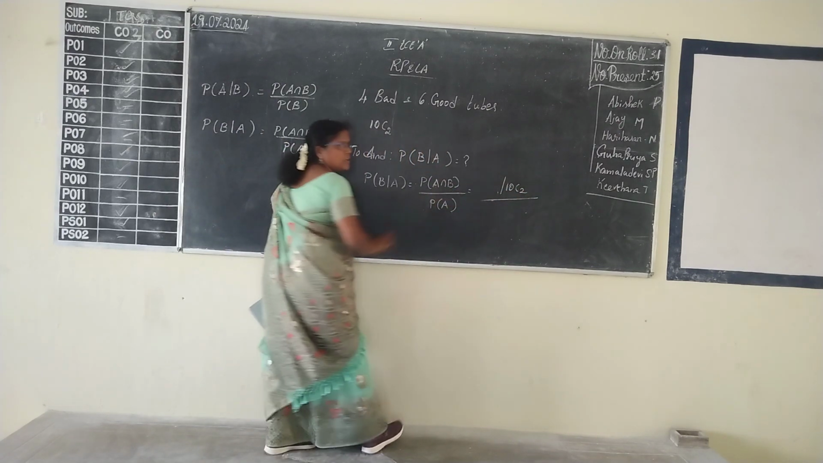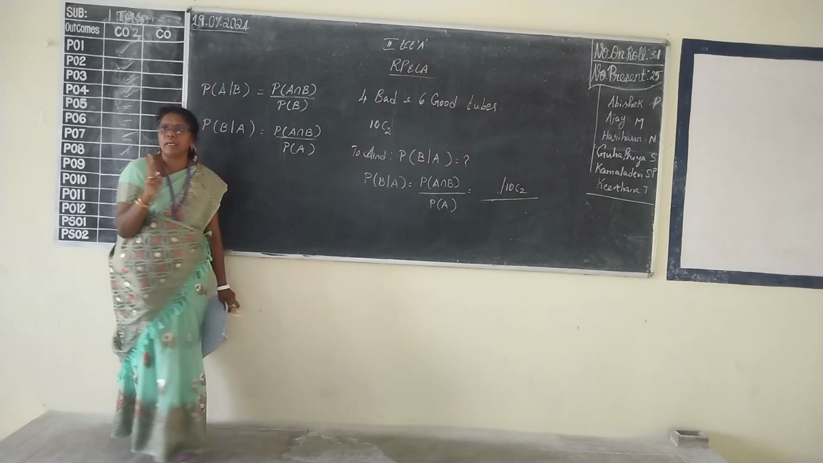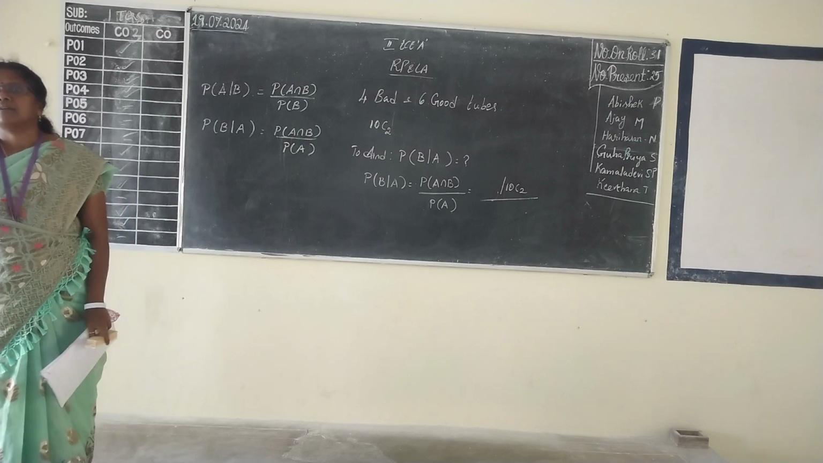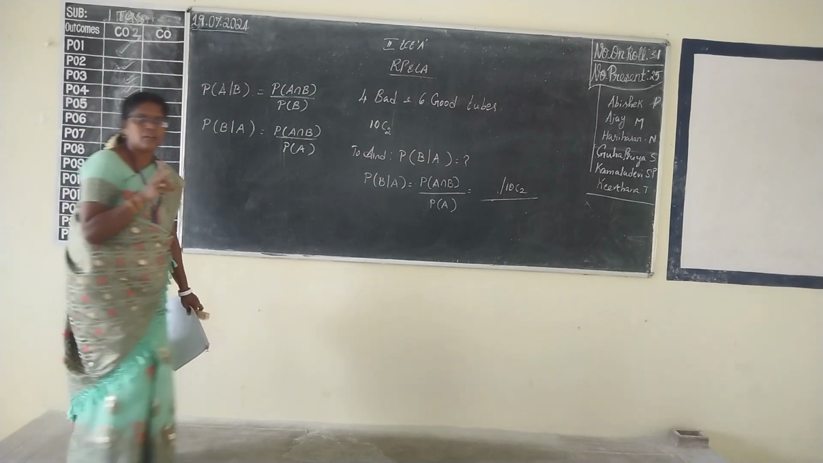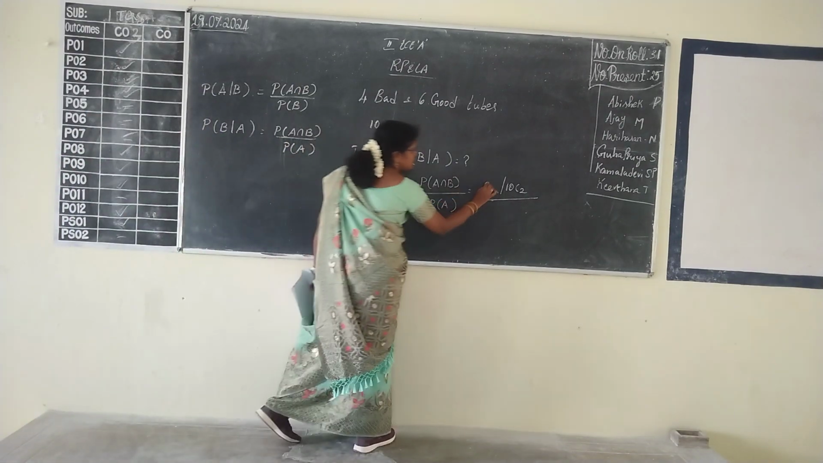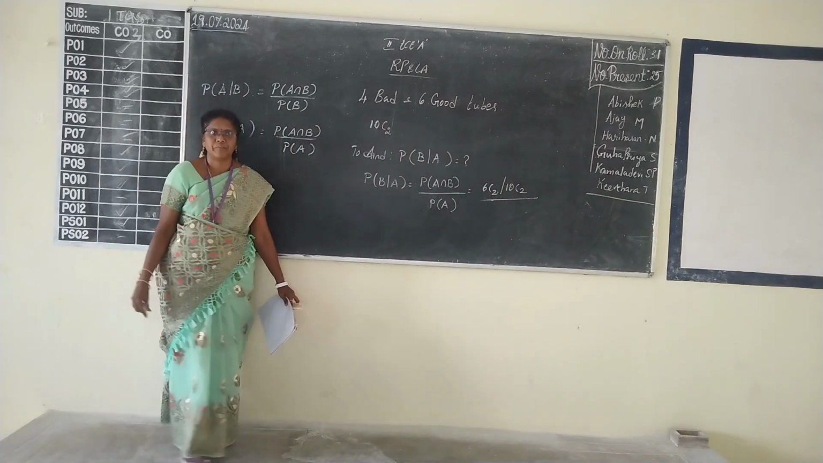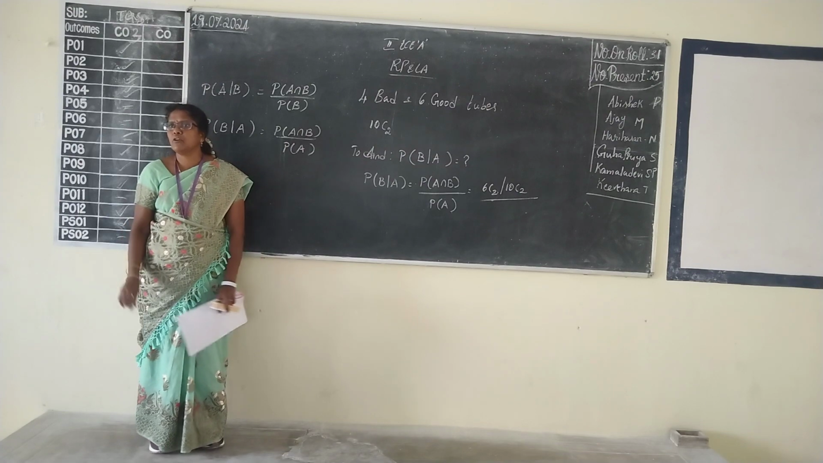Okay. What is the favorable? Both the tubes should be a good one. So how many good tubes are there? 6. Out of 6 you are going to pick 2. So this will become 6C2 by 10C2. That is P of A intersection B. Can you understand?